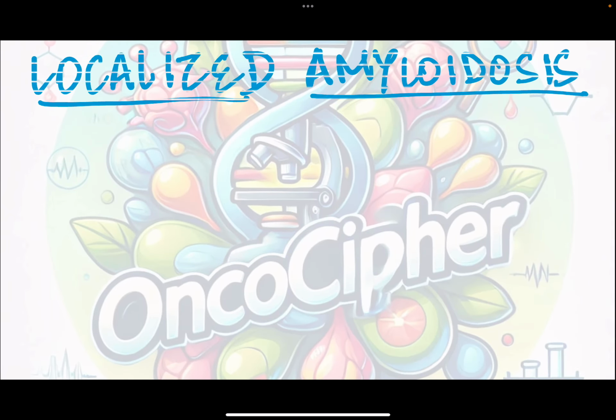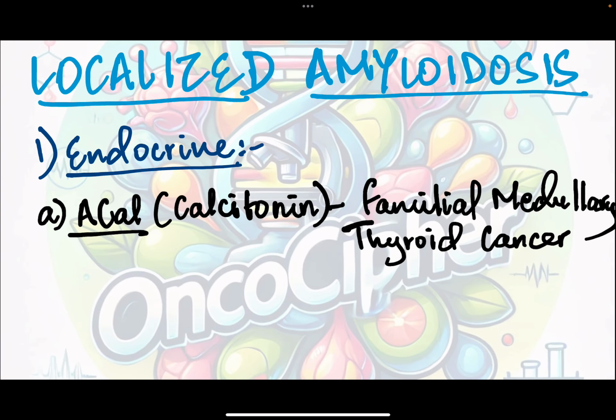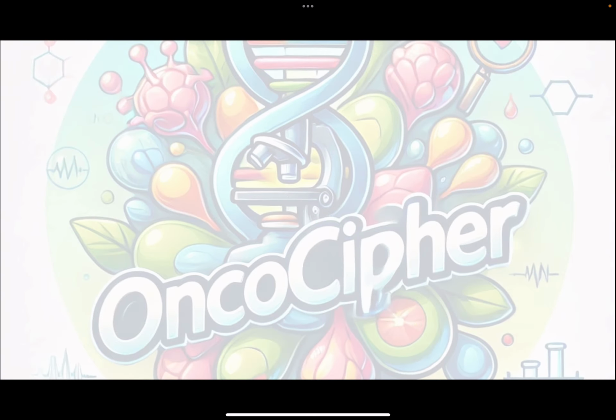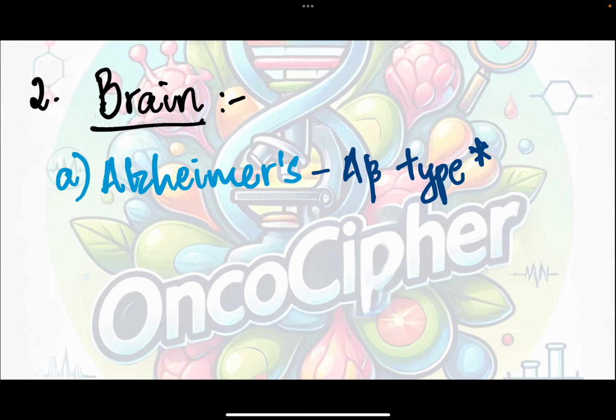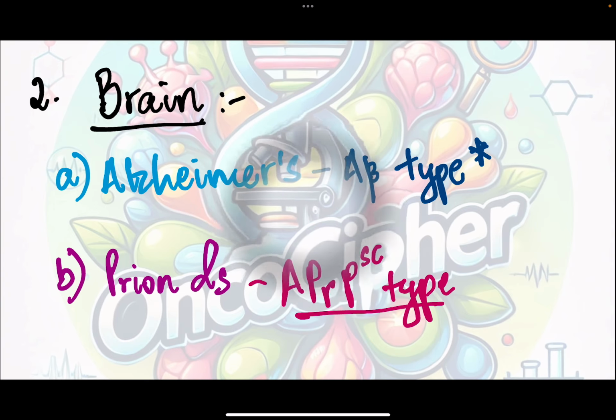Coming to localized amyloidosis, it can be endocrine, first being ACAL, which is calcitonin, and this is seen in association with familial medullary thyroid cancer. Secondly, we have the AIAPP type, which is islet associated polypeptide, seen in diabetes mellitus type 2. Now, the brain also can be involved. Example, Alzheimer's disease, which is the A beta type, and Prion's disease, which is the APrP-SC type. All of these are extremely important questions.